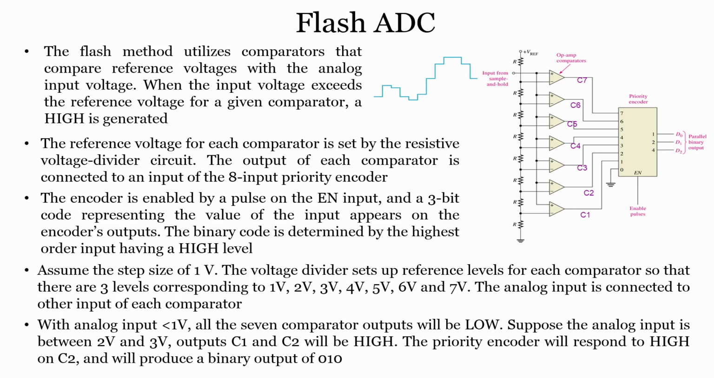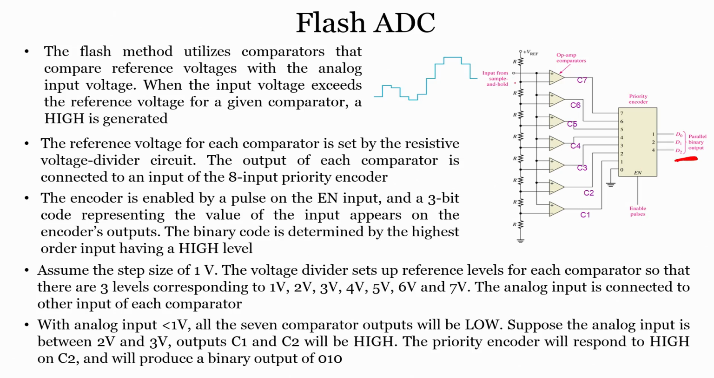So, this is how it actually works. You have a reference voltage, you have an input from the sample and hold circuit, and depending on the reference voltage and input voltage, if the reference voltage is higher than the input voltage, then you have 0 at the output. If the input voltage is higher than the reference voltage, you have 1 at the output, and that goes to the priority encoder, and that is finally converted to your parallel binary output, right. So, there are enabling pulses to the encoder, there are op-amp comparators, and there is input from sample and hold.